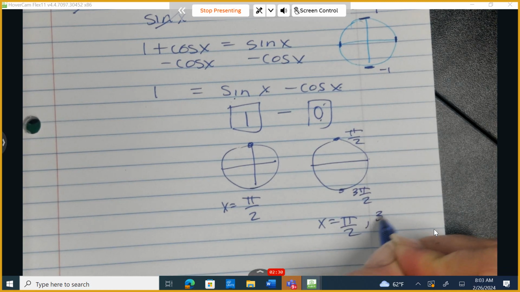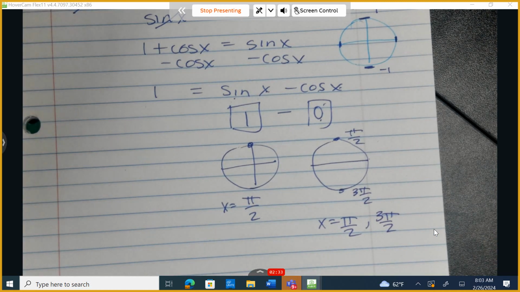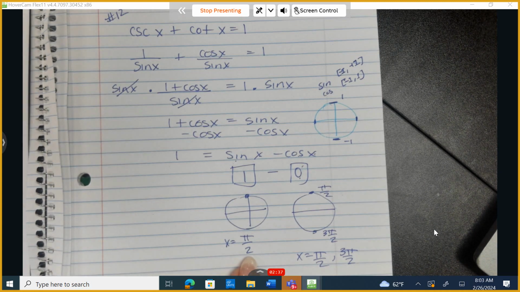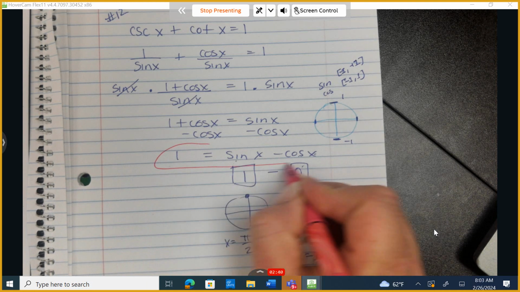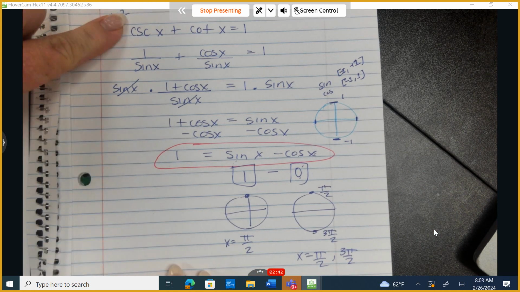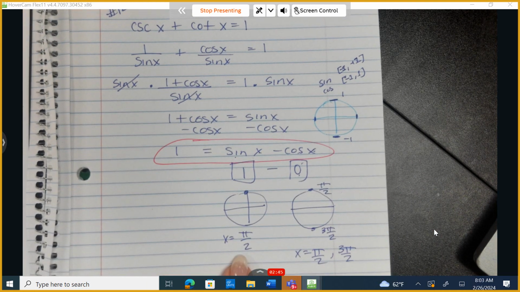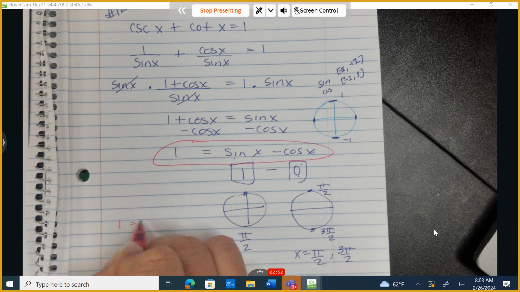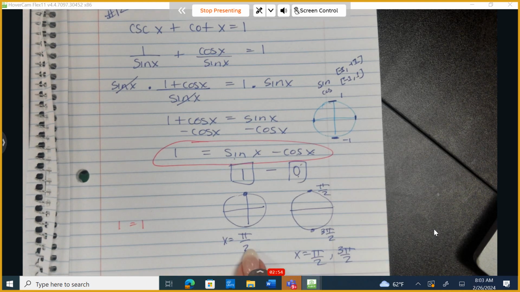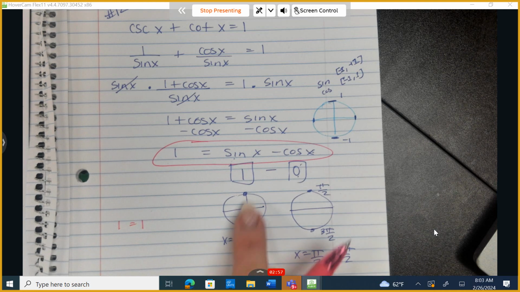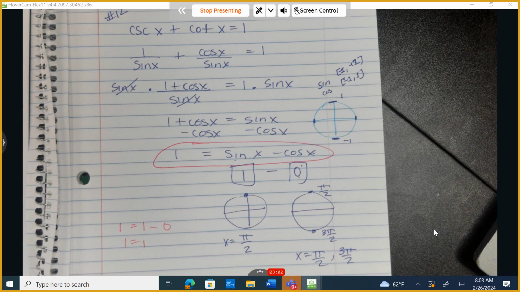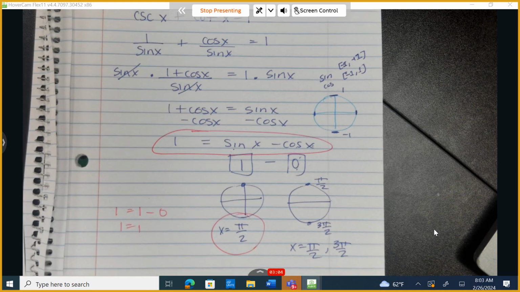Okay, now we need to check for extraneous solutions. So to check for extraneous solutions, I'm going to take the value of pi over 2. I'm going to come back to this particular equation, which is just rewritten here, and we want to make sure that this works. So what is the sine of pi over 2? The value is 1. So I have 1 equals 1. What is the cosine of pi over 2? The cosine of pi over 2 is 0. So 1 subtract 0 is 1. 1 equals 1, that means pi over 2 is in fact a solution.